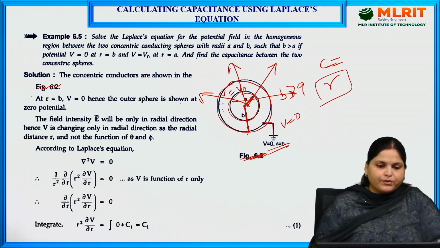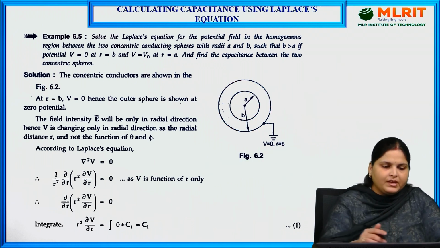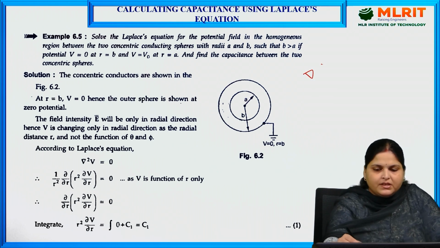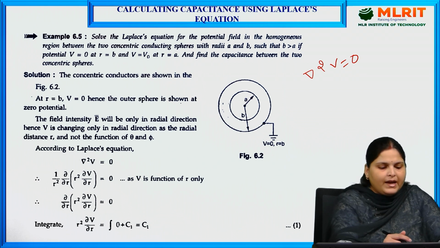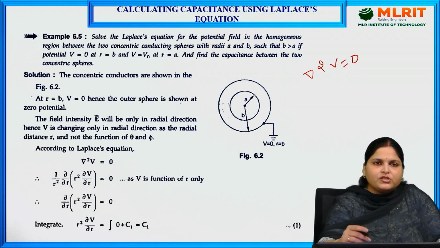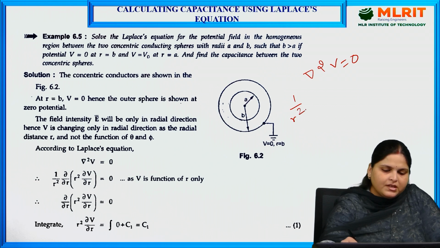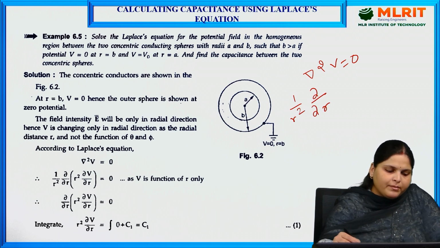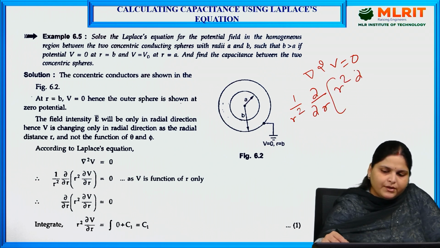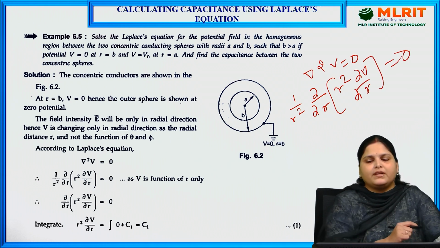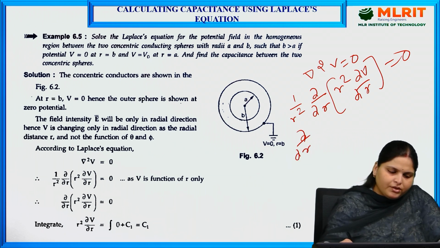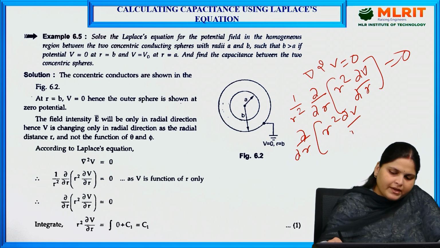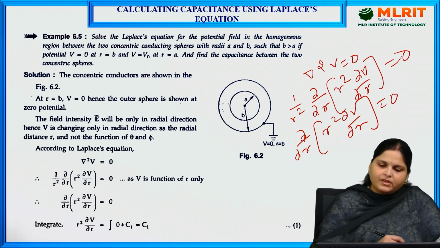So we have to use the Laplace equation, del square V equals 0. Here del square V is only a function of R. We will write the equation as 1 upon R square dou by dou R of R square dou V by dou R equals 0. Then when we solve it further, it becomes dou by dou R of R square dou V by dou R equals 0.